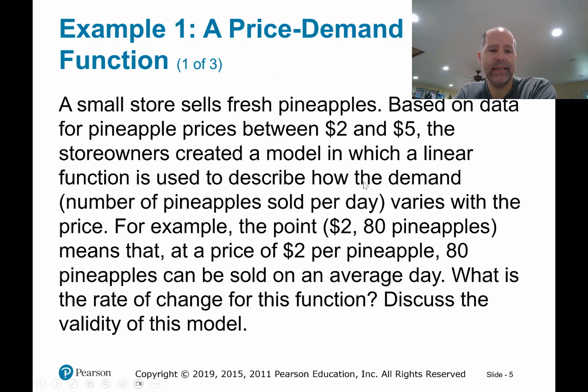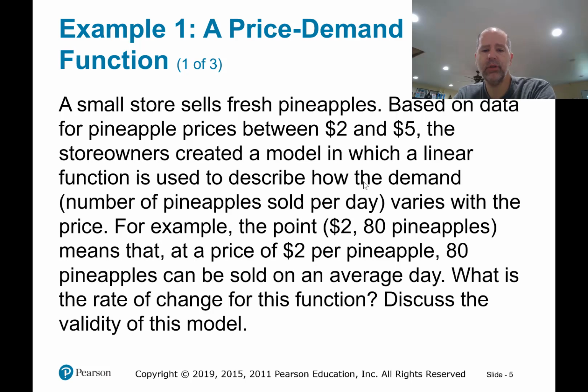All right, so let's look at this example. It says a small store sells fresh pineapples. Based on data for pineapples prices between $2 and $5, the store owner created a model in which a linear function is used to describe how the demand, the number of pineapples sold per day, varies with the price. For example, the point $2, 80 pineapples means that at a price of $2 per pineapple, 80 pineapples can be sold on an average day. What is the rate of change for this function? Discuss the validity of the model.